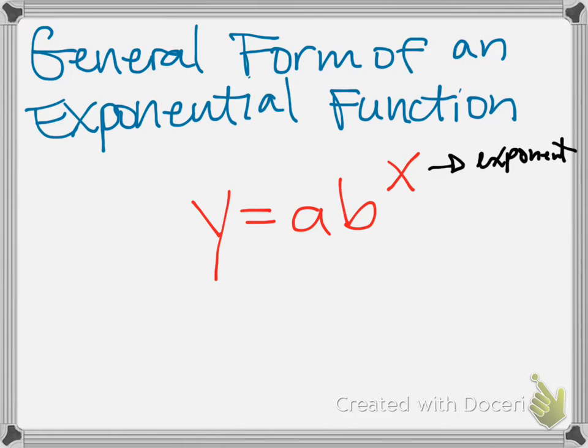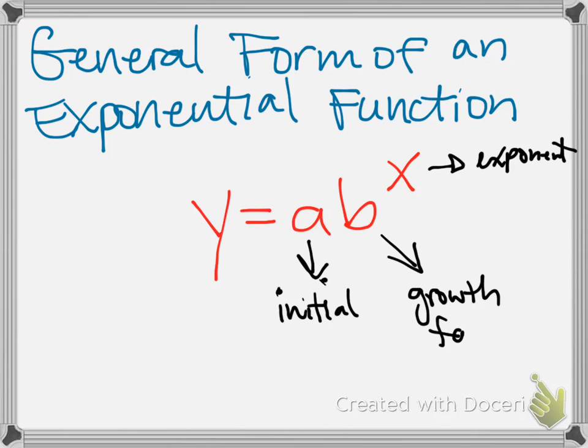Here, a, oops, that was a terrible arrow. This is actually your initial value. So whatever value your function takes on when x is 0, that's going to be your a value. And then b, this is going to be your growth factor. So that value is just telling you how quickly your function is growing, or if you have exponential decay, how fast your function is decaying.